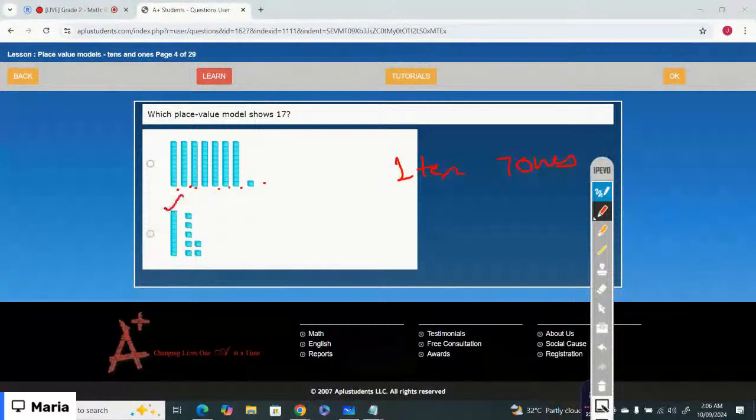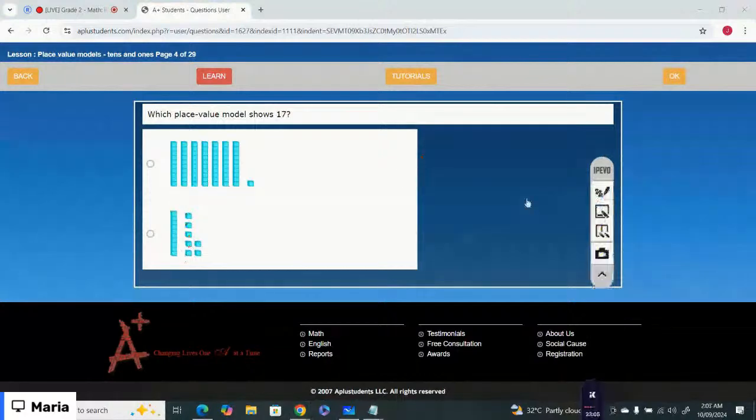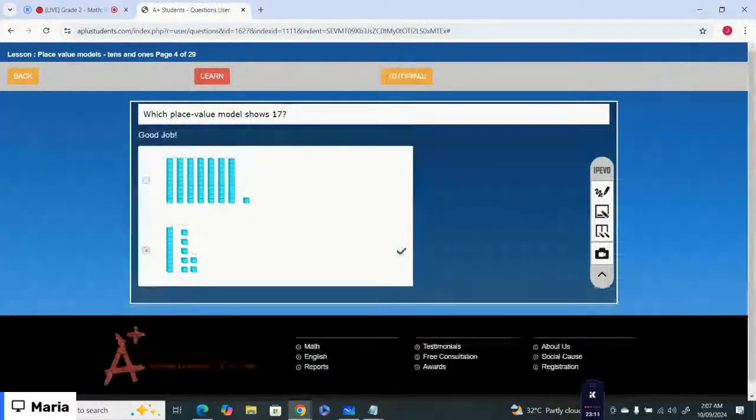You have 1 ten, and 1, 2, 3, 4, 5, 6, 7 ones. So option number 2 is the correct option. Got it? Option number 2 is the correct option. 1 ten and 7 ones.